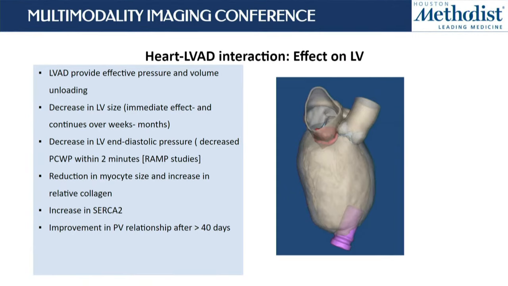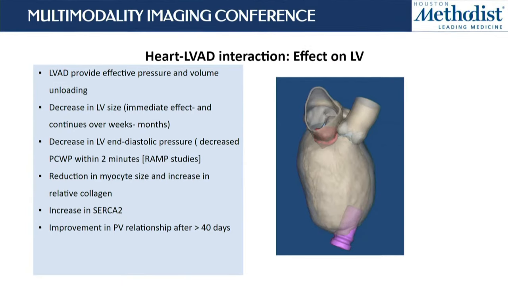So basically, LVAD decreases the LV size. This effect is sort of immediate, and this continues to occur over weeks to months, where you see that somebody who got implanted, right after the surgery the LV diameter was like 9 centimeters, reduced to 8.5, 8, and then after a couple of months, you see their LV size decreases even more. And you also see a decrease in LV end-diastolic pressure, which is the pulmonary capillary wedge pressure.